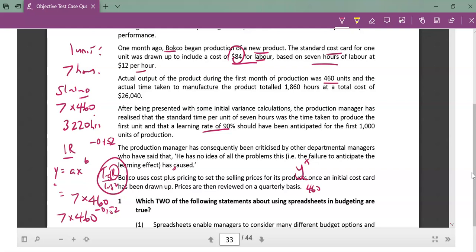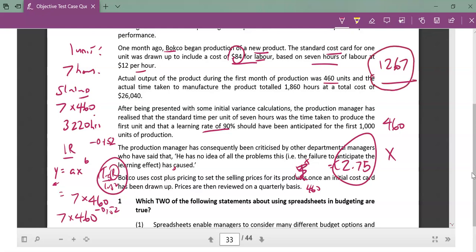So let's do that. 460 raised to the power of minus 0.152 times 7 gives us, so y, the average time, mine comes out at 2.75. So it's telling me the average time to make a unit, when you make 460 units, is 2.75. Well, I can find the total time. If the average time is 2.75, the total time must be average times 460. So I'm going to multiply this by 460, and I get 1,267. So in effect, this is my new revised standard.